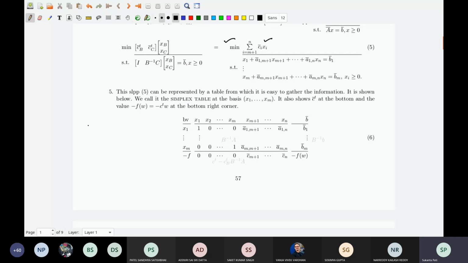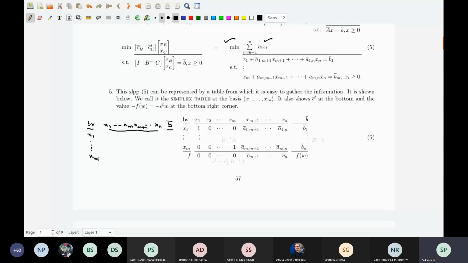the basic variable information, and then all the variables, I write x1 to xm, and then xm plus 1 up to xn, and then the b bar information. I put a line. Then I write the ordered basis in that order, for example, x1 dot dot xm, I will write that.